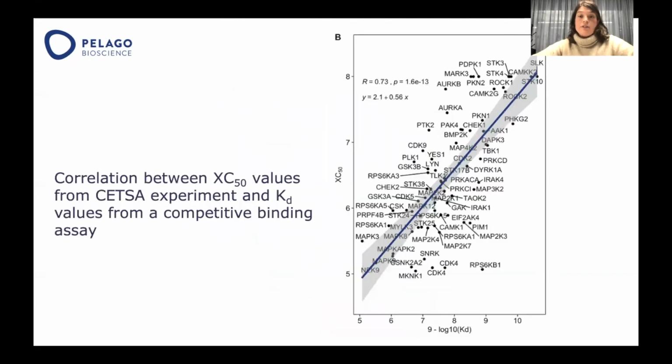And in addition to this, we have also correlated the reported KD values from a competitive binding assay with the CETSA EC50 we have been able to generate in the CETSA-MS experiment. And as you can see, there's a really good correlation between these two. And this highlights the value of using CETSA-MS for assessing the selectivity of your compounds.